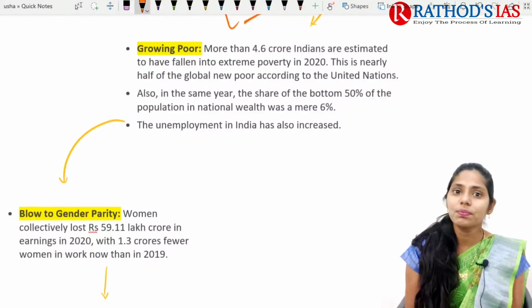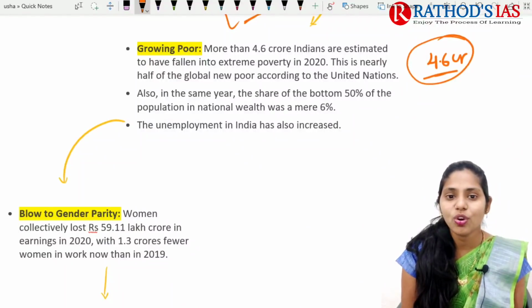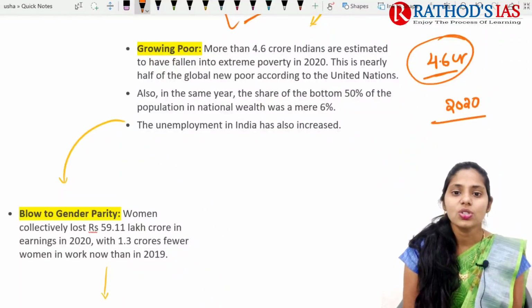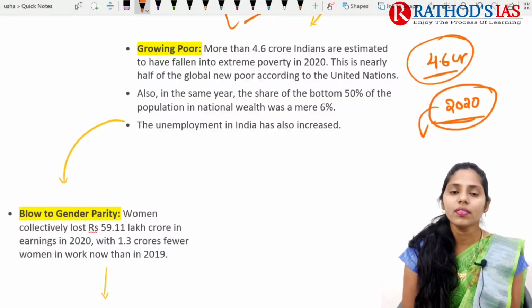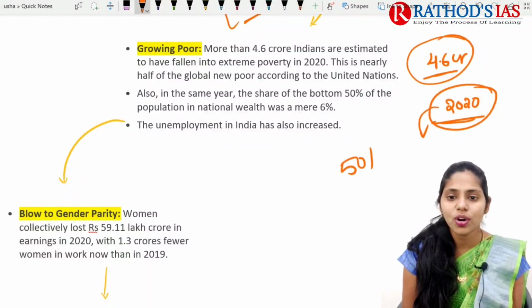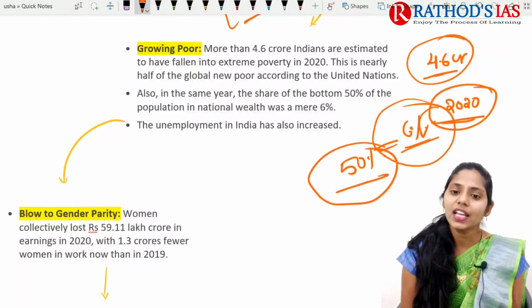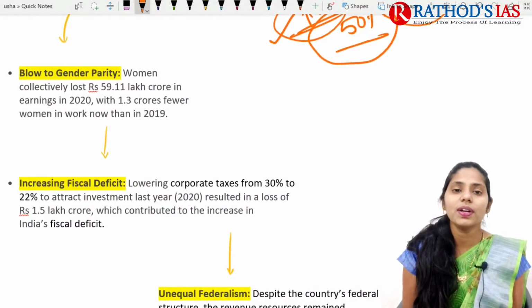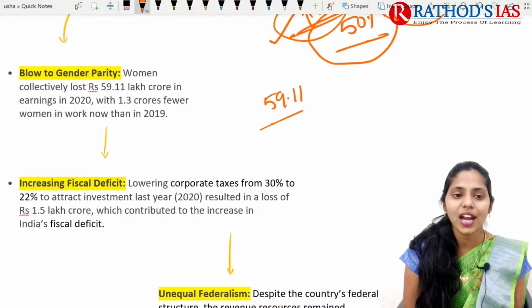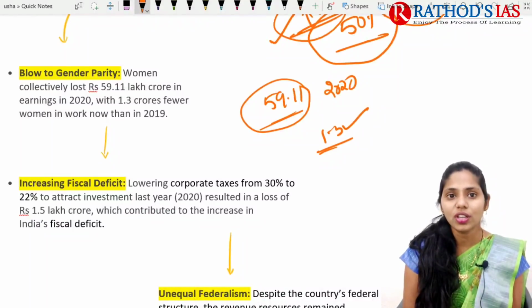And if you're talking about the growing poor, more than 4.6 crore Indians are estimated to have fallen into extreme poverty in 2020. Also in 2020, we can see the share of the bottom 50% of people contributes just 6% to national growth. And due to the COVID-19 pandemic, there is increasing unemployment, and that led to uncertainty in families. The next one is gender parity. Women collectively lost about 59.11 lakh crore in earnings in 2020, and 1.3 crore fewer women are now in work.